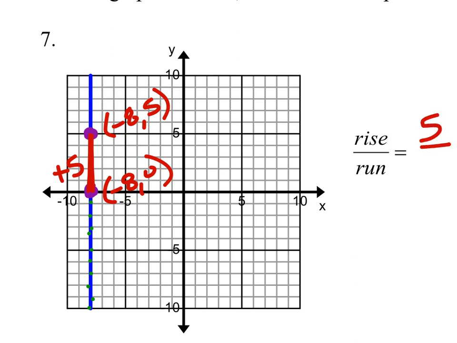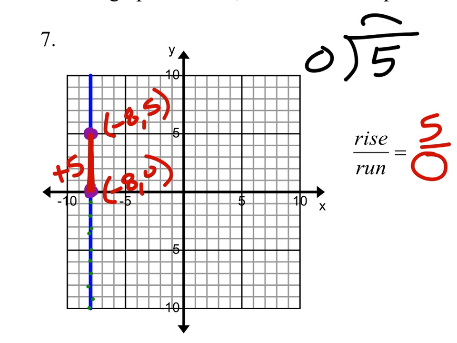What's my run? 0. So it'll just be 0 on the bottom. All right, so this is where it gets tricky, because now we've got 5 divided by 0. Some people say 5, some people say 0. Both are incorrect. How many times does 0 go into 5? Infinite. Therefore, the slope for this one is undefined.